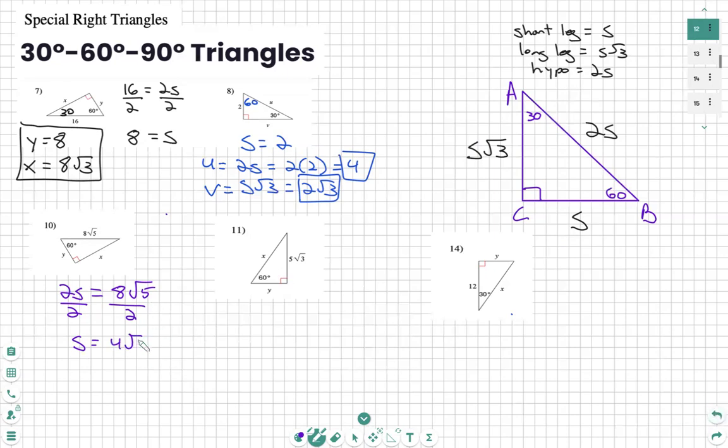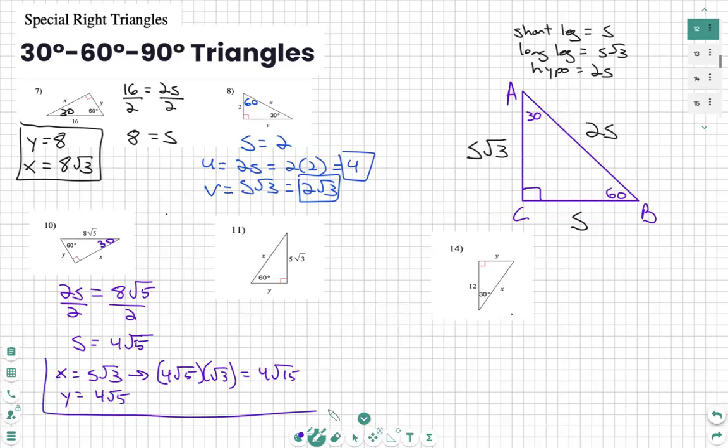And we broke the code. We are good to go. We can easily see x should be equal to s root 3. We know what s is, so 4 root 5 times root 3 is equal to 4 root 15. Then we're going to need to solve for y. Y is across the 30, so it's just equal to the s we already know, which is 4 root 5. Look how much fun that is. So there is x, there is y.